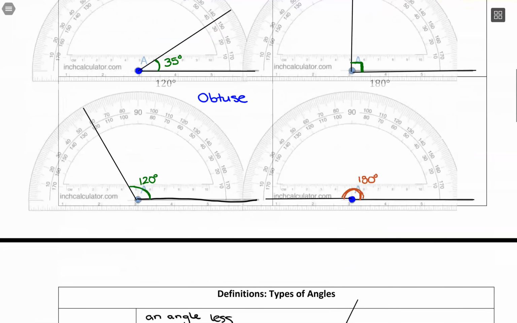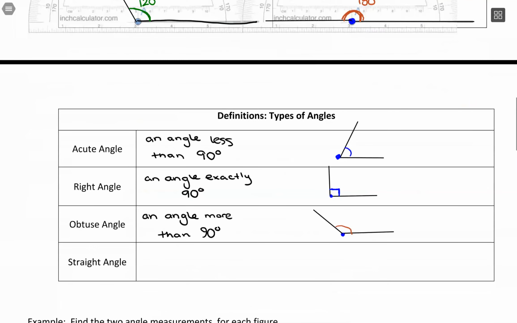And then our last one is this special case of 180 degrees, which is a straight angle since it makes a straight line. So with that, it would be an angle exactly 180 degrees. So with that, we would just get our vertex, get our starting line, and then really to draw the next line, it should just be a continuation of that line that you started with, and that would be 180 degrees. So there's some definitions of types of angles that we could see.